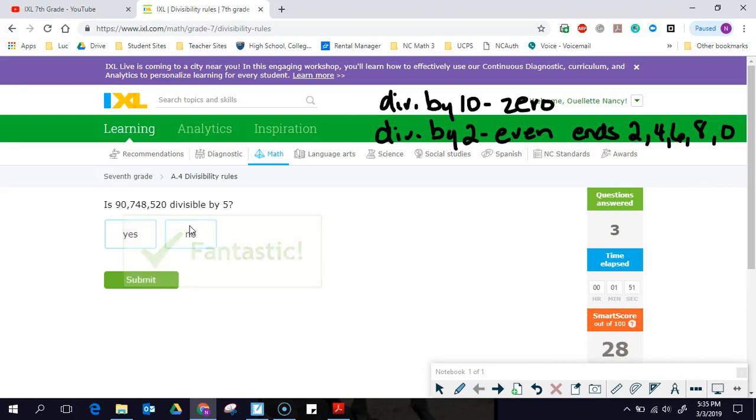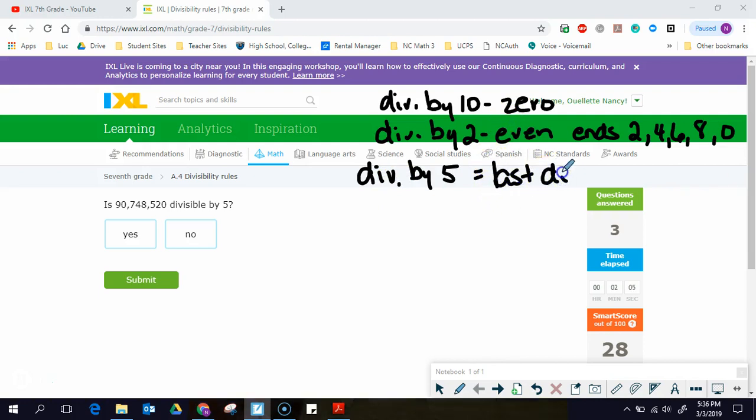So, okay. Divisible by 5. How do we know if a number is divisible by 5? The last digit, my handwriting is terrible today, is either 5 or 0. Last digit is 0, it is divisible by 5. The answer is yes.